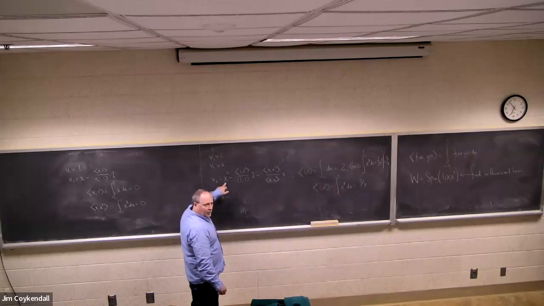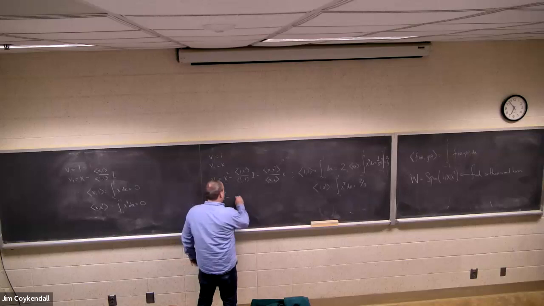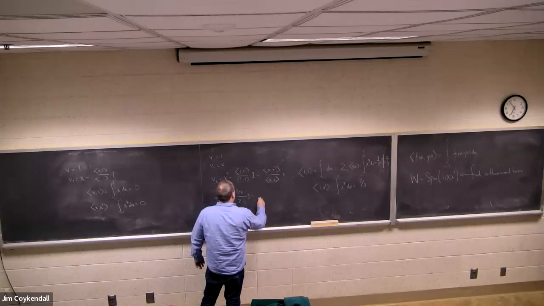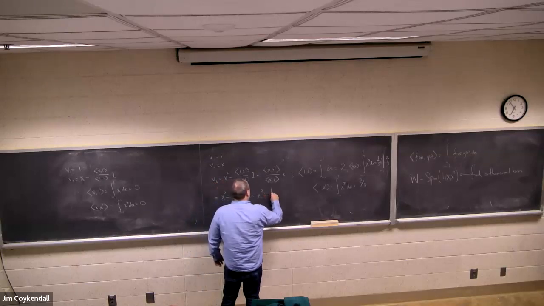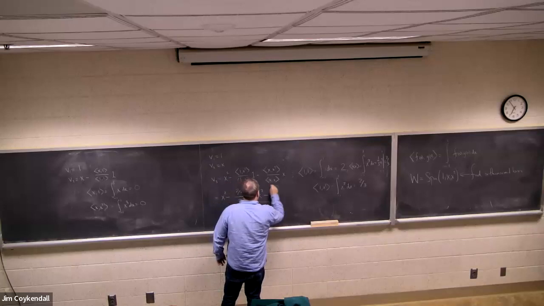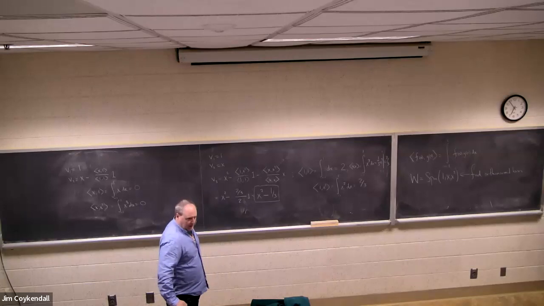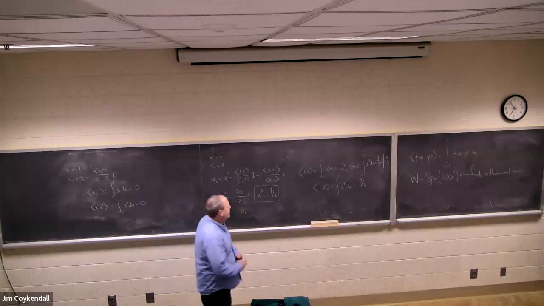So you get x squared. This is 2/3 over 2 times 1. So I have x squared minus 1/3. Right, okay with it? Now, what do I have to do? I just have to normalize it. Right.